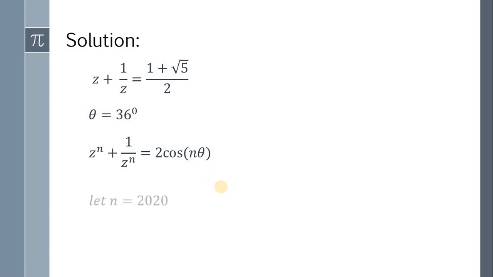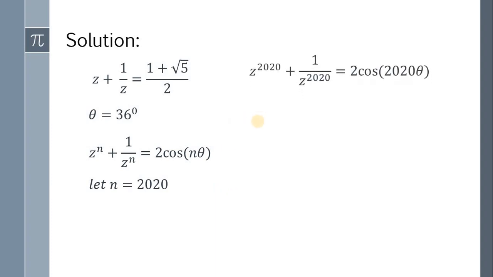Now, let n is equal to 2020. We have z raised to 2020 plus 1 over z raised to 2020 is equal to 2 times cosine of 2020 times theta. Now, since theta is equal to 36, we get 2020 times 36. Simplify, we get 360 times 202.